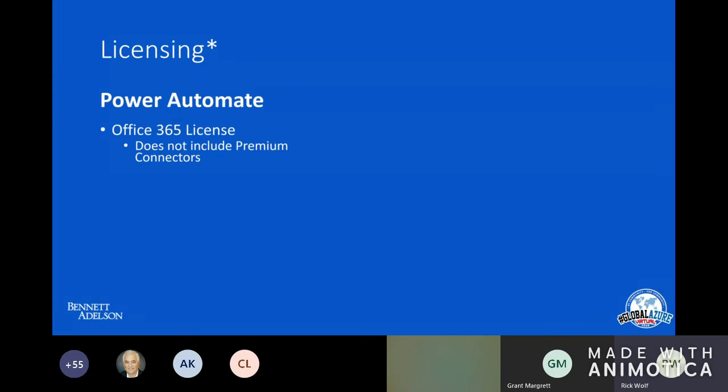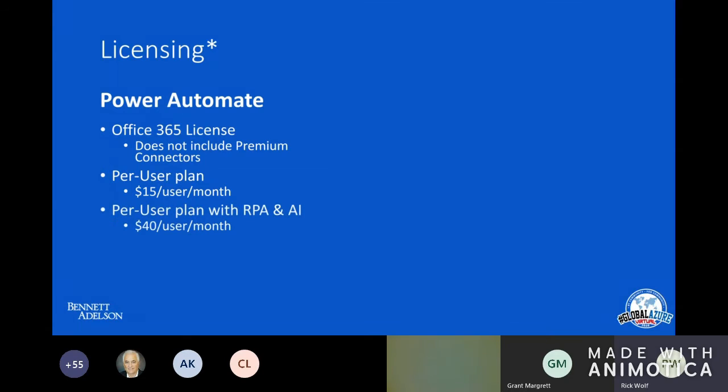Licensing. So let's compare licensing across Power Automate and Logic Apps. If you have an Office 365 license, chances are you also have a license for Flow. Most of the Office 365 plans have Flow included, if not all now. But those licenses do only include the standard connectors. They don't include the premium connectors. There's also a $15 per user per month plan that does include premium connectors. And if you use those connectors in your flow, then you would be required to have that license.